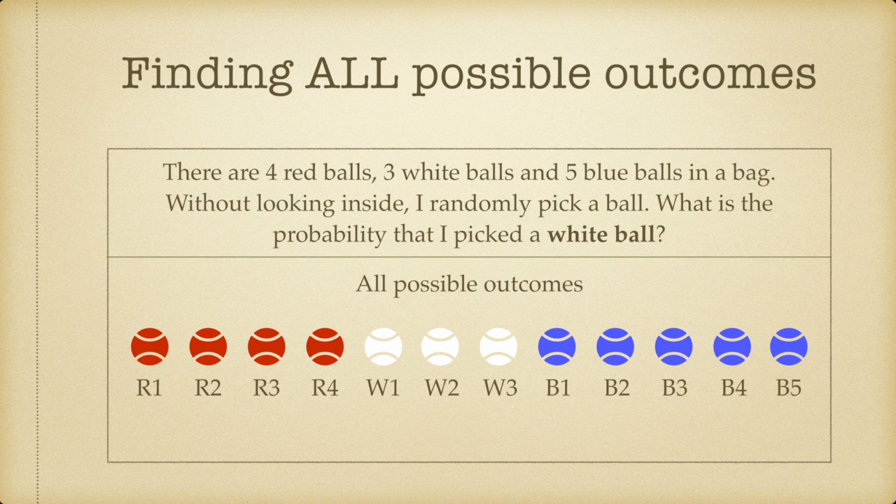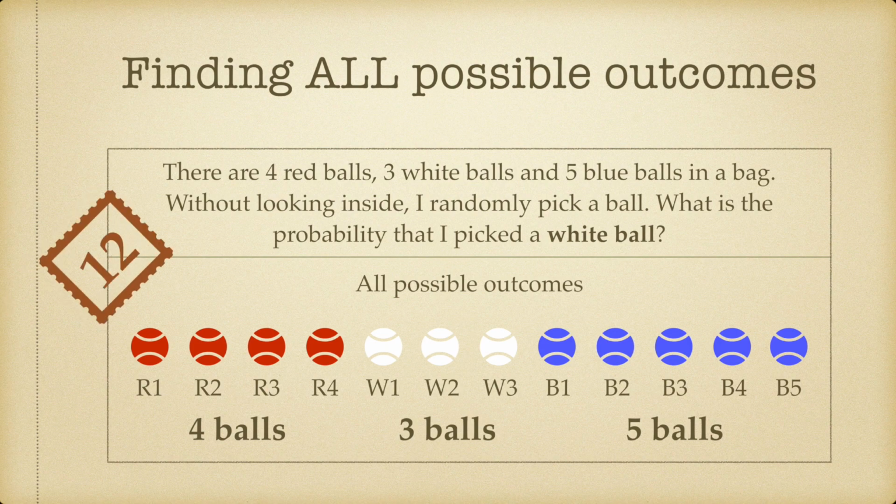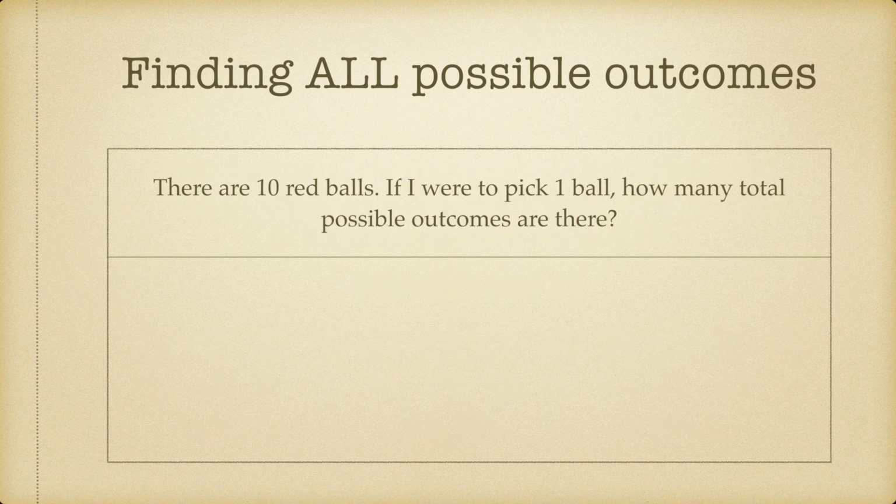This naming convention is arbitrary. The point we are trying to make is that these are individual balls. So if I were to pick any one ball, I can pick any of the 4 red balls, any of the 3 white balls, or any of the 5 blue balls. So the total possible outcomes here is 4 plus 3, 7, plus 5, 12. So 12 possible outcomes. Now let's take a look at this example, which is kind of similar to the last example.